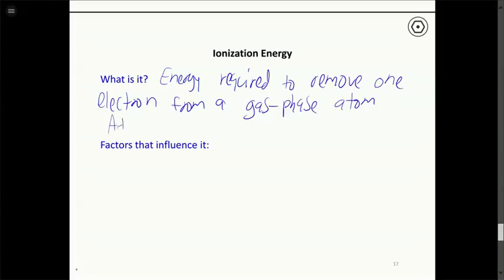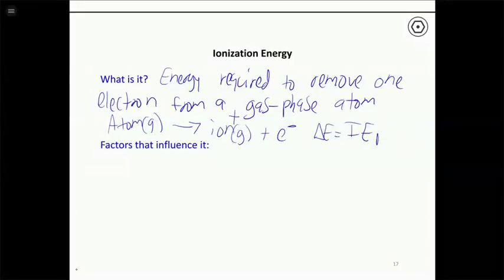And so in general, what it looks like is you have a gas phase atom, and we're trying to figure out how much energy it takes to remove one electron. So we form a positively charged ion. We release an electron that goes off and becomes a free electron. And the change in energy for this process is equivalent to the ionization energy. And we put a little subscript of 1 because this is the first ionization energy. It's the energy for removing one electron from that, okay? So that's why the little 1 is there.